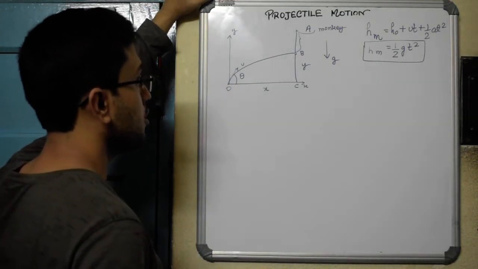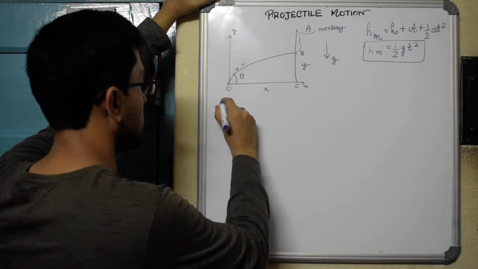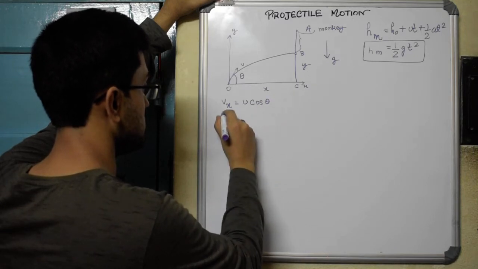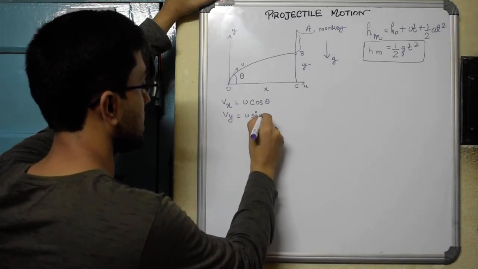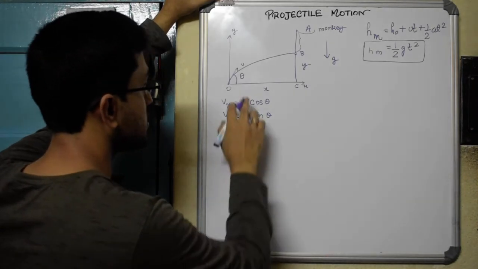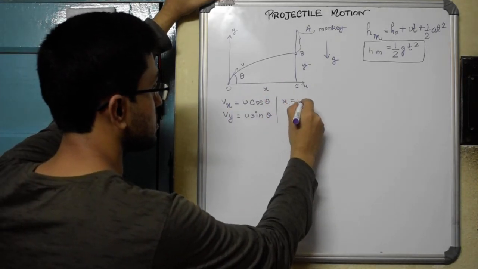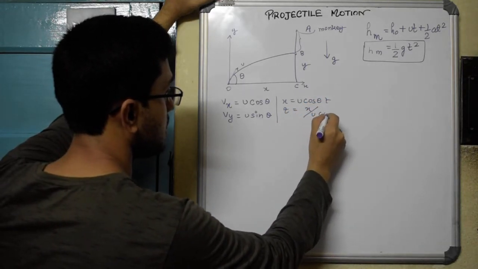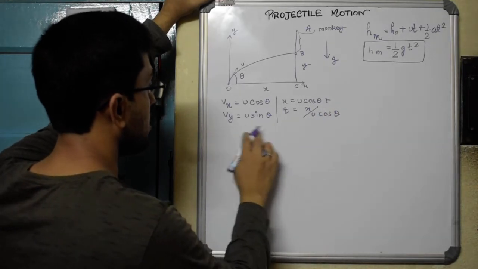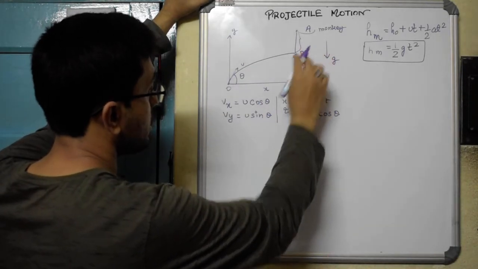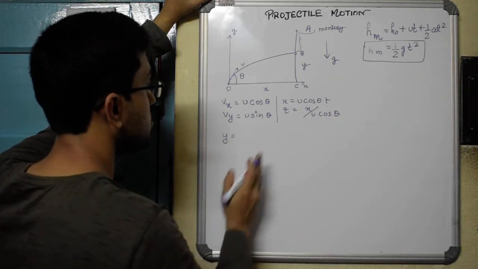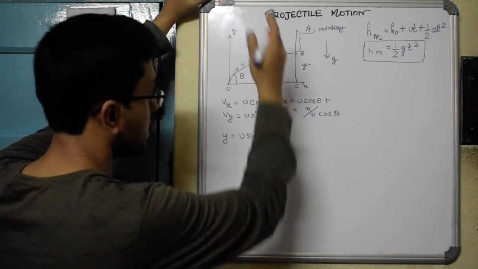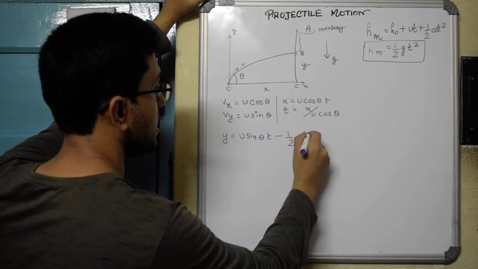Coming back to the projectile, what's happening here? Well, we know that velocity along the x direction is u cos theta, velocity along y direction is u sin theta. And we also know that the distance it travels, x, is equal to u cos theta into time. From here we find time is x divided by u cos theta. And what about the y direction? In the y direction, what has it travelled? Well, y is equal to velocity along y, that is u sin theta into time, and it's against gravity, so minus half g time squared.